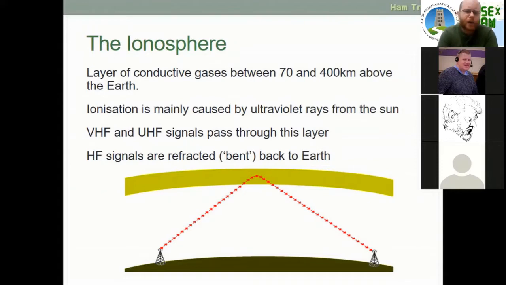However, VHF and UHF signals pass through the layer. They do not reflect off the ionosphere at all. But HF signals are refracted or bent back down to Earth, as you can see with this diagram. So there's a station here transmitting, it's coming up to the ionosphere, and it's being reflected or refracted back down onto Earth.